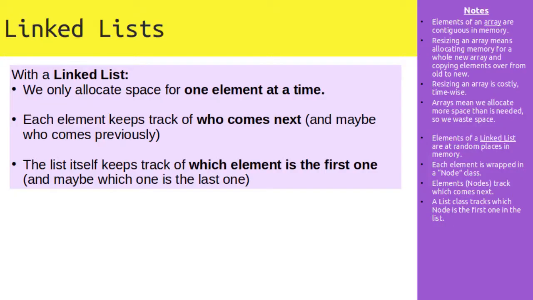With a linked list, we only allocate space for one element at a time. Each element keeps track of who comes next, and maybe who comes previously. The list itself keeps track of which element is the first one, and it might also keep track of which element is the last one.